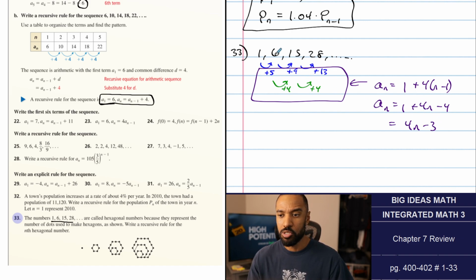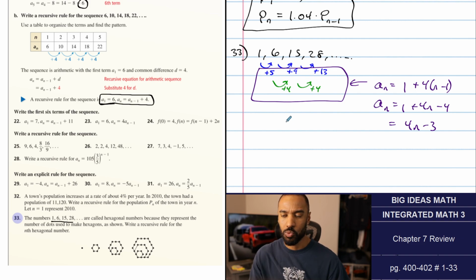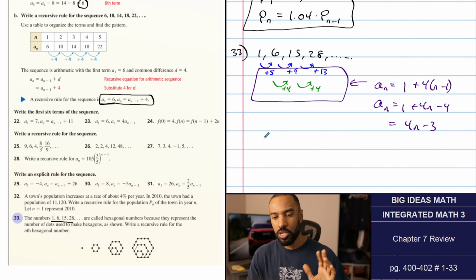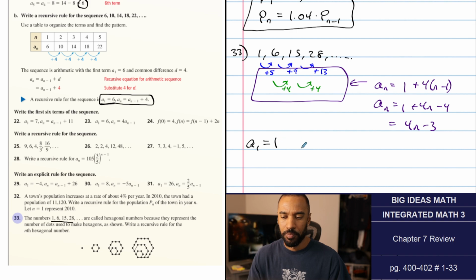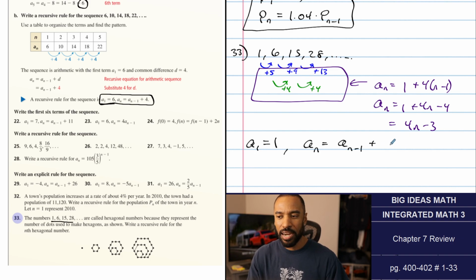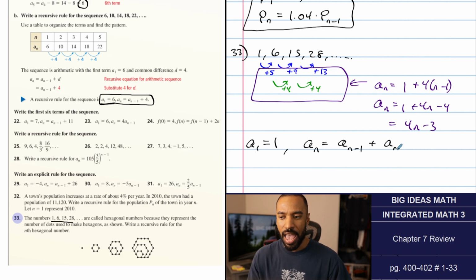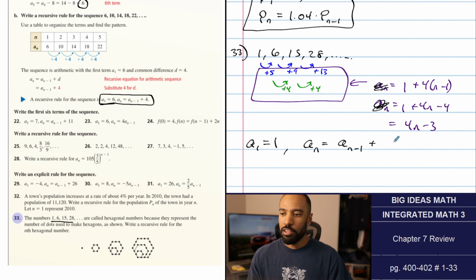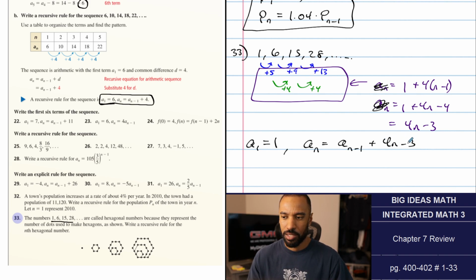But basically, when I substitute 2, here's how this works. When it comes to your rule, your first term is 1. And then your next term takes your previous term and adds 4n minus 3. Oh, shoot, I shouldn't be using that letter. We're adding 4n minus 3. I'm having trouble explaining this one. We're adding 4n minus 3.